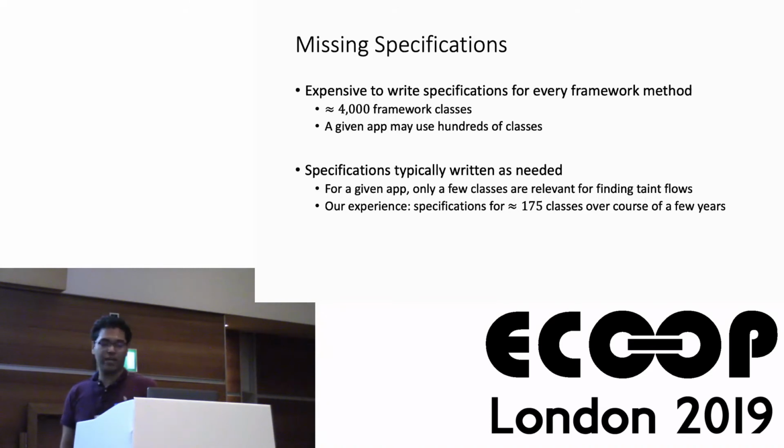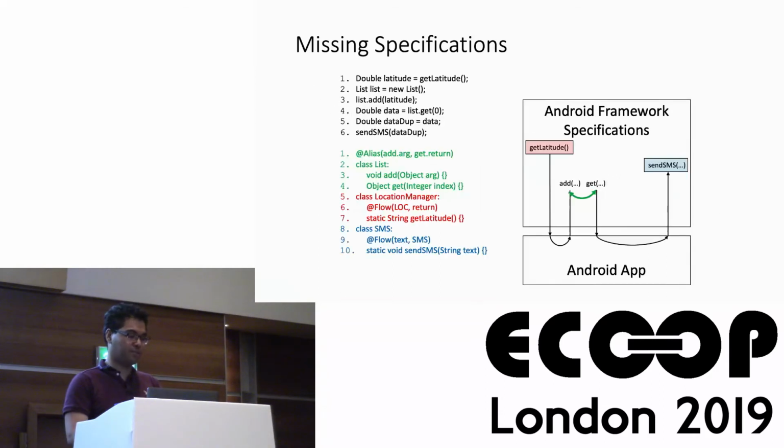Instead, specifications are typically written as needed. The reason this works is that for a given app, only a few of the classes are actually relevant to finding the taint flows. It may use a lot of classes, but most of them aren't really interesting from the perspective of the static taint analysis. In our experience, over the course of a few years, we analyzed a couple hundred apps, and we only needed to write specifications for about 175 classes in the Android framework to find all of the interesting source-sink flows in these apps.